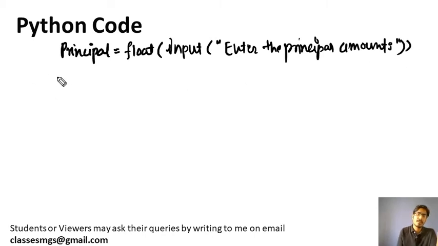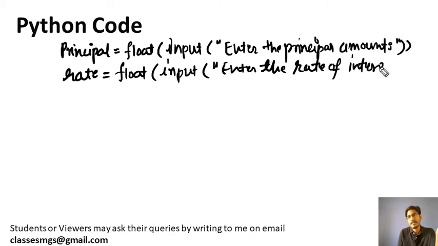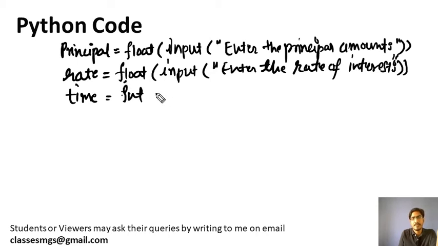Now the second step is to take the rate of interest. So I am creating a rate variable. It can also be a floating point number. I am taking input using the input method. Enter the rate of interest. This is how you can take the rate of interest as input. Now one more thing we need is time. Time can be an integer or float. Let's assume it will be an integer. Input, enter the time in years.